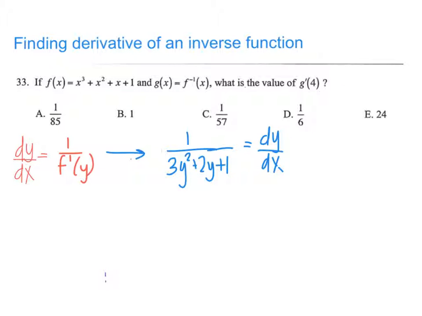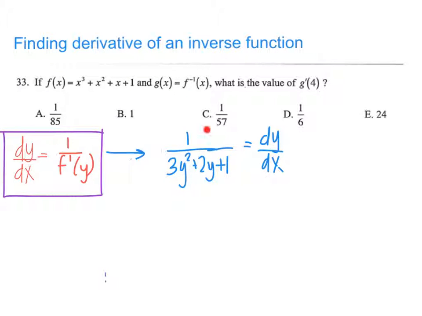Hey guys, all right, let's go ahead and talk about finding the derivative of an inverse function. We're going to use the rule that for finding the derivative of an inverse, dy/dx is equal to 1 over f prime of y. You can take the derivative and reciprocate it, or you can do it implicitly by making y equals x to the third plus x squared plus x plus 1, switching your y's and your x's, and deriving implicitly.